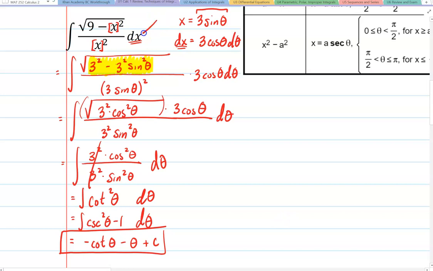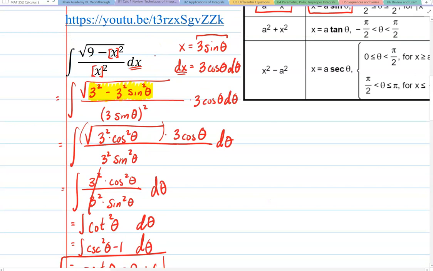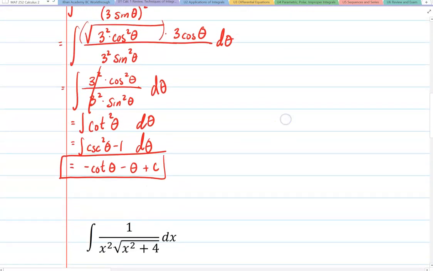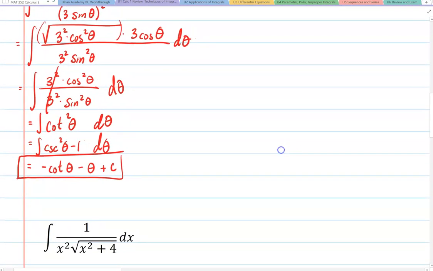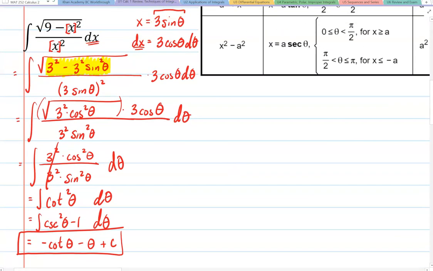However, the original problem was written with a variable of x, and our solution now has a variable of theta. So I don't want to leave this as it is. I would like to report our final answer in terms of x. Now here's where our trig substitution can get a little bit more complicated, but with a little bit of knowledge, again, with our basic trigonometry, we should be able to figure the rest of this out.